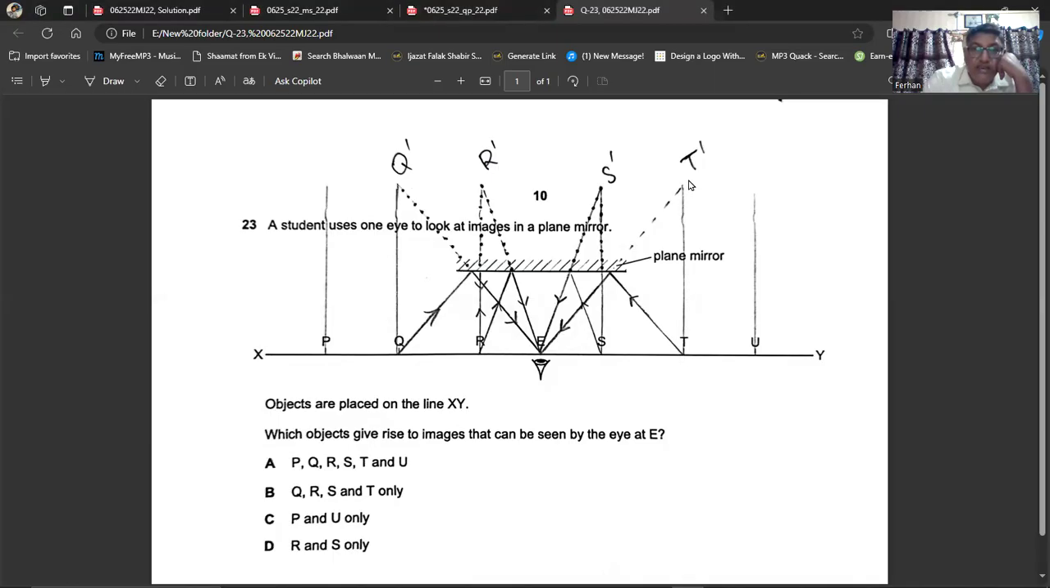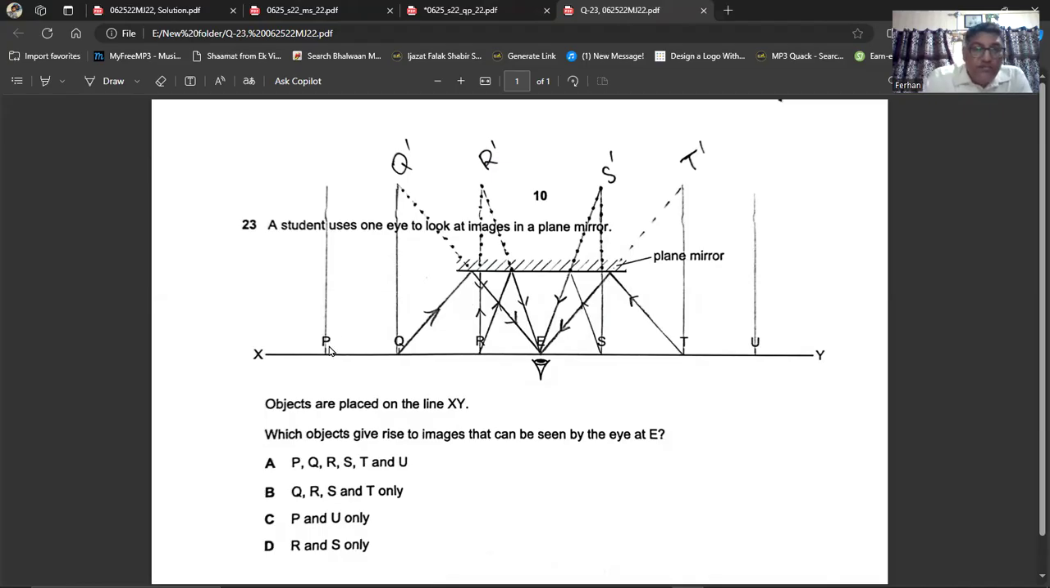Then I go behind the mirror, same distance. And at this T prime, I join it with the I. And when it cuts this mirror, I join it with the T. So because these 2 points are on the mirror, that means the E can see Q and the T.